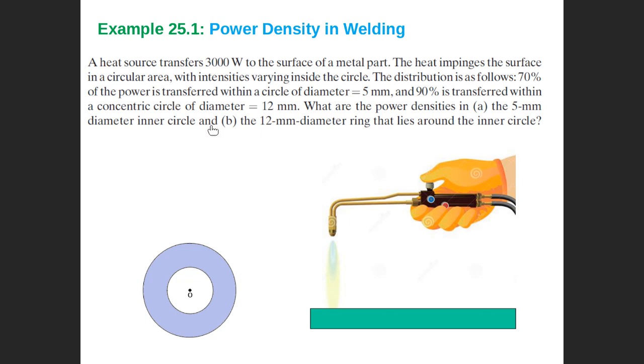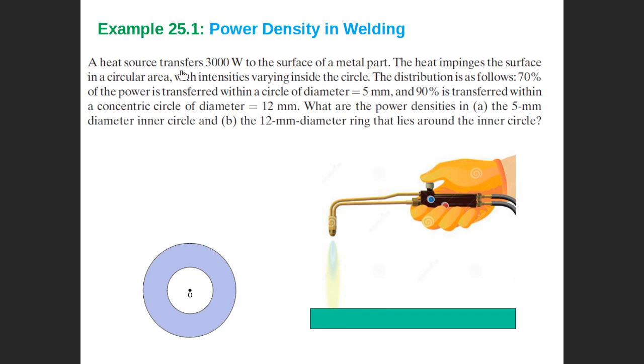Okay, here is an example. A heat source transfers 3000 watt. This is the heat source. We said that watt is a joule per second, transferred to the surface of the metal part. This is the surface of the metal part.